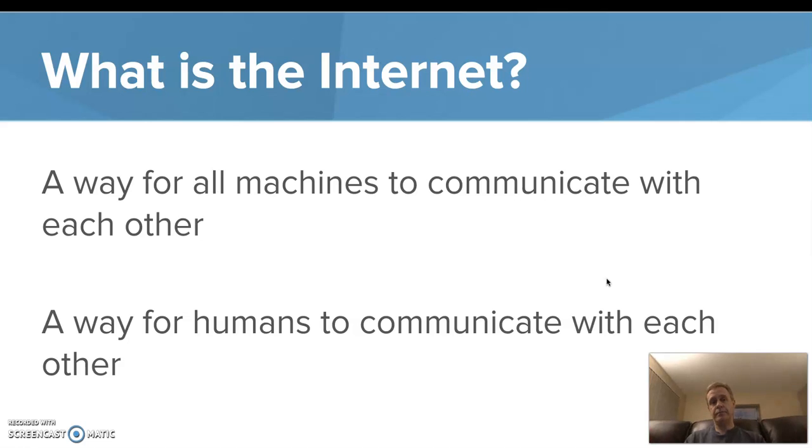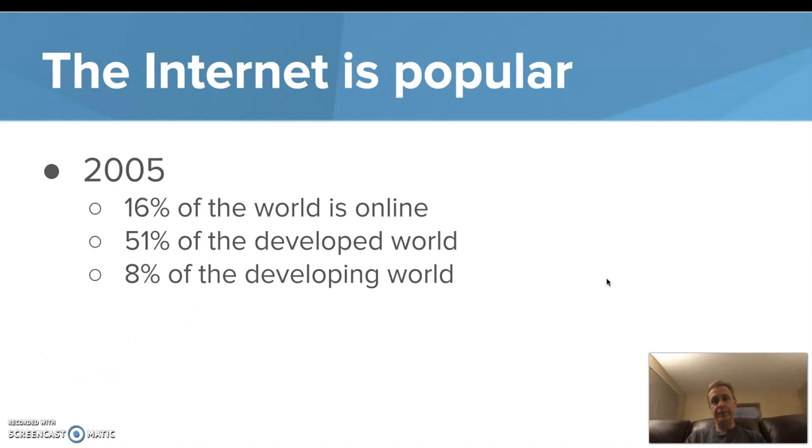So the internet is a way that machines in particular can communicate with each other. Basically, that's ultimately what's happening. You have various sorts of machines, whether they're computers, laptops, phones, tablets, whatever they may be, that are ultimately communicating with each other over the internet. And in doing so, that allows for humans to communicate with each other ultimately.